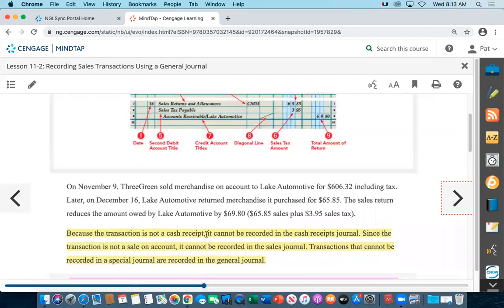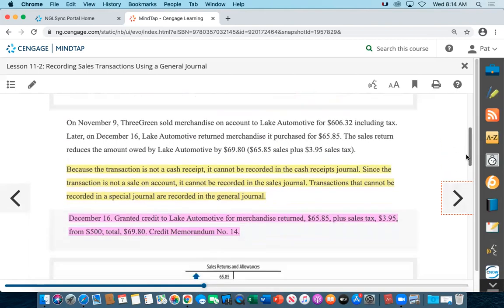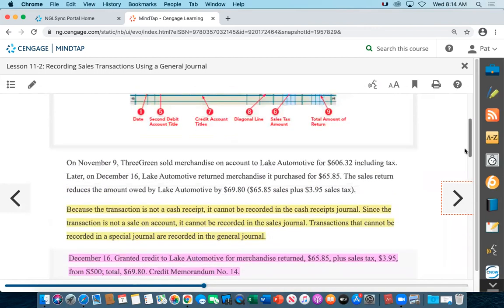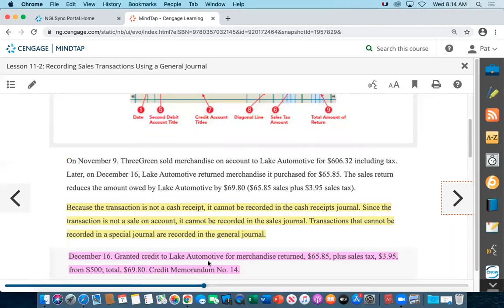Because the transaction is not a cash receipt, we're not receiving cash. It's not going to be in the cash receipts journal. Okay. It's not a sale on account. We're returning things. Okay. So we want to keep track of all the stuff that is being returned. Who's returning it? How much is being returned? Is it a certain department? Do we have salespeople that are giving people the wrong information? So you keep track of this in this sales returns and allowances account.